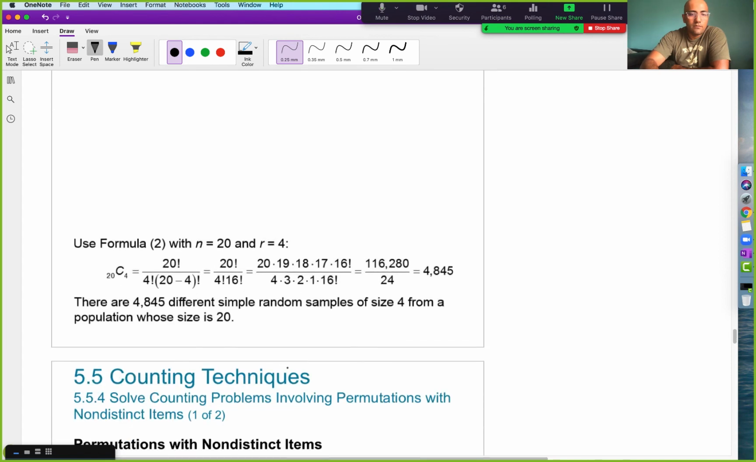Okay. So here's our formula. Plugging it all in, we get 4,845 different simple random samples of size 4 from the population of 20. So I have 20 unique students in my classroom, and I want to pick 4 of them at random to take a quiz. Obviously, the order doesn't matter in this case, just 4 people. There are 4,845 different ways in which that can happen.